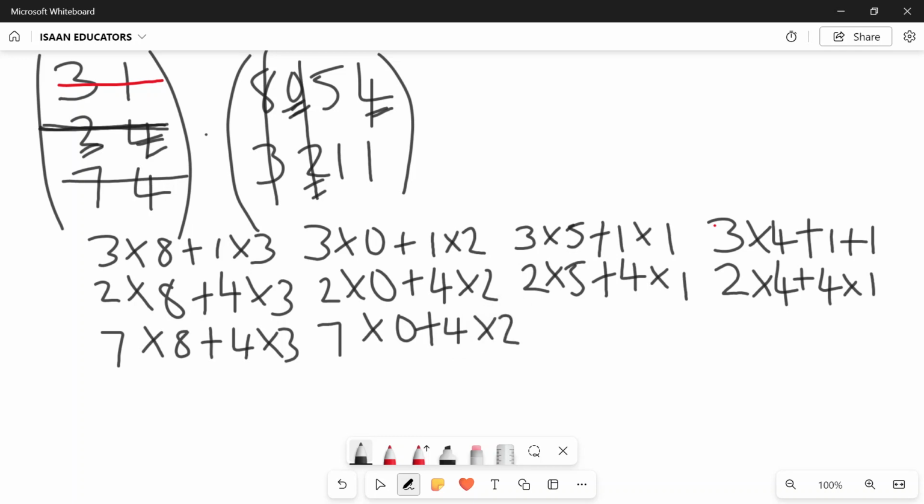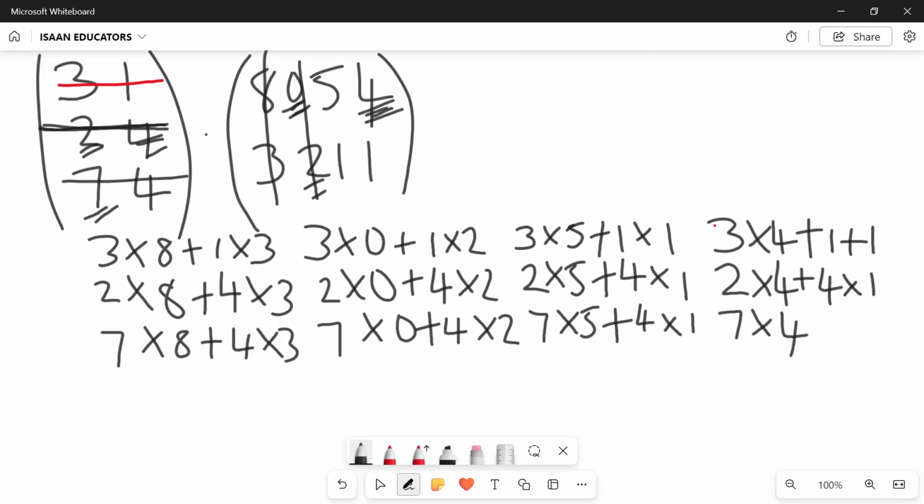So what you are doing is that you are multiplying the elements in the rows in the first matrix with the elements in the columns in the second matrix. So we'll take 7 multiplied by 5, and then you'll add 4 multiplied by 1. And then you're going to take 7 again, 7 multiplied by 4. This is 4.